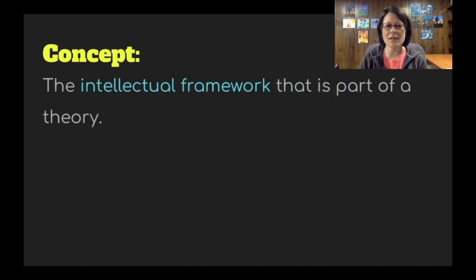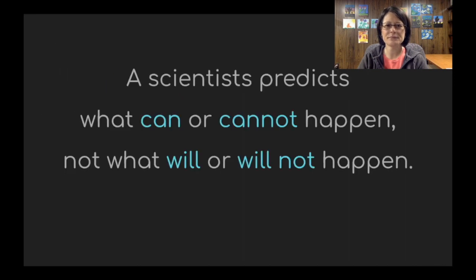One thing we also have to understand are concepts, because we're studying conceptual physics. This is the intellectual framework that is part of a theory. So we are taking a look at the concepts behind the theories, the framework that builds up that theory when we're studying physics. Another thing we have to understand is that a scientist predicts what can or cannot happen, not what will or will not happen. That is just not possible, that we know that this will happen. We can say it can or cannot happen.